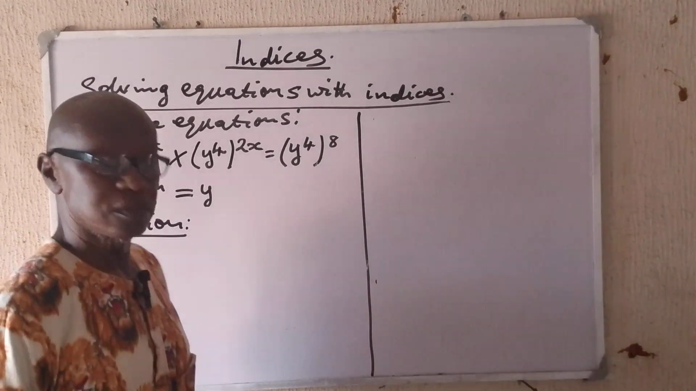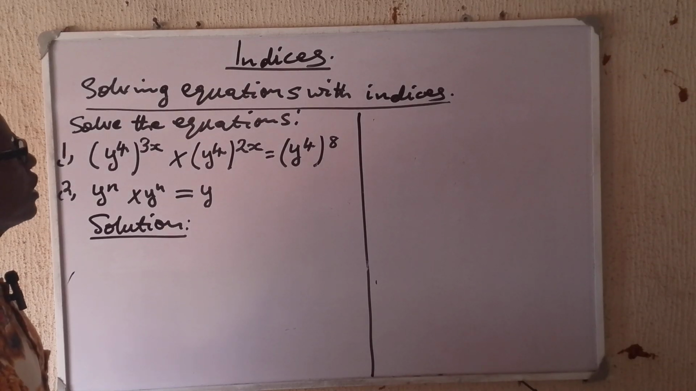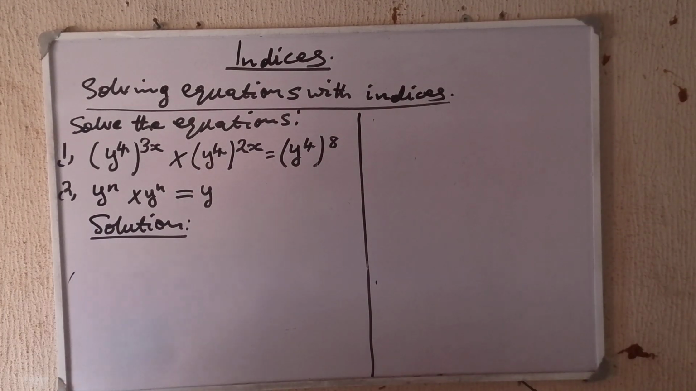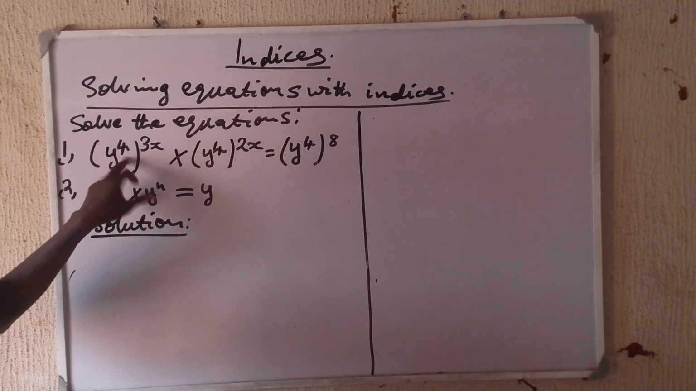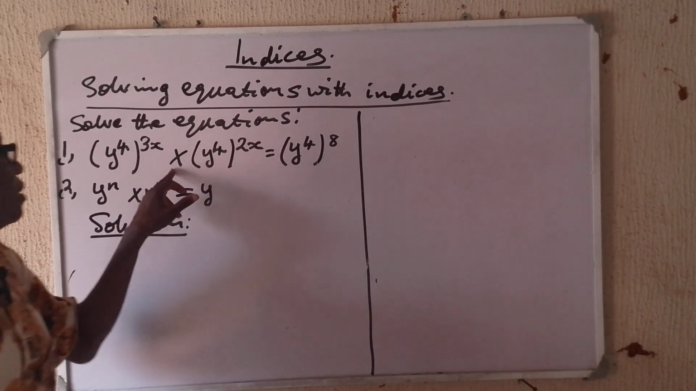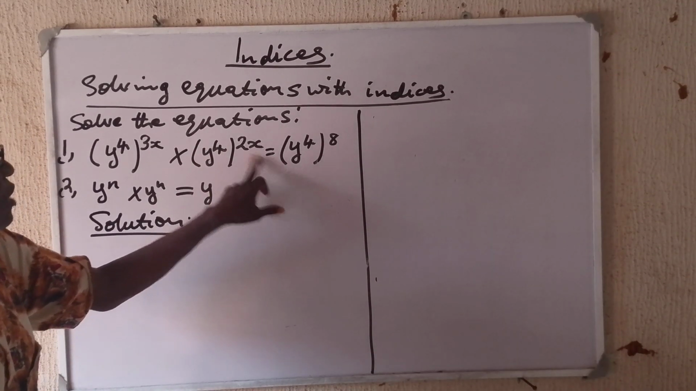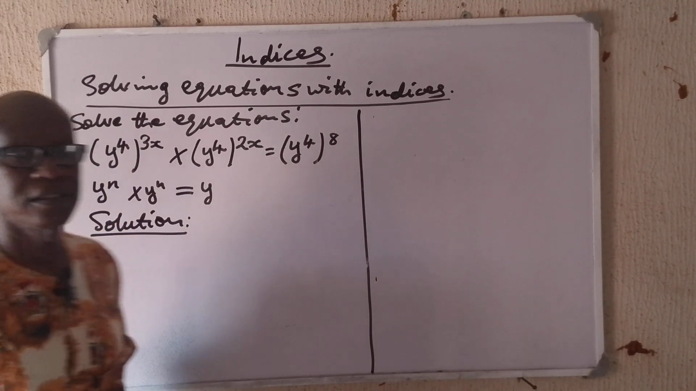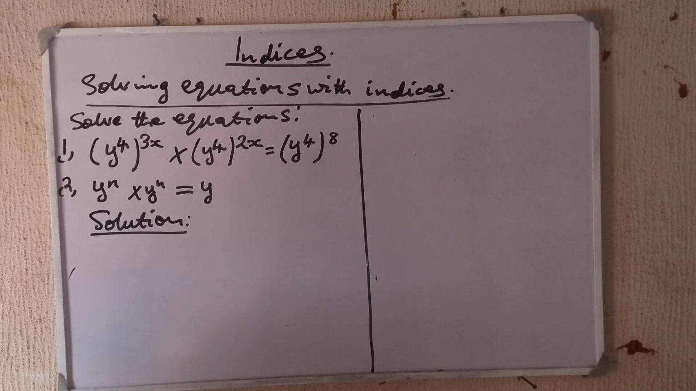Okay, today we are going to treat solving equations with indices. And I have two questions here to solve. The first one: (y^4)^(3x) multiplied by (y^4)^(2x) equal to (y^4)^8. We are looking for the value of x.